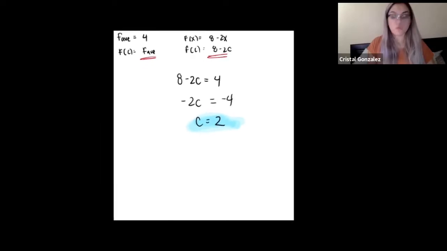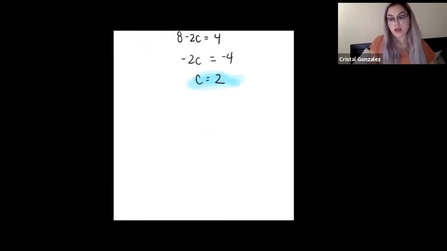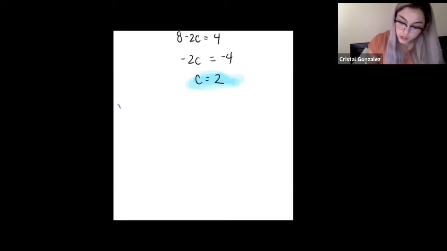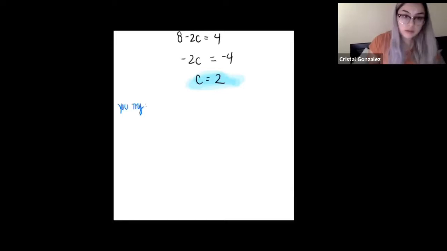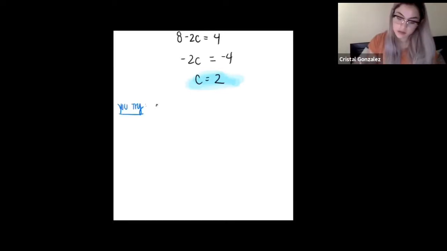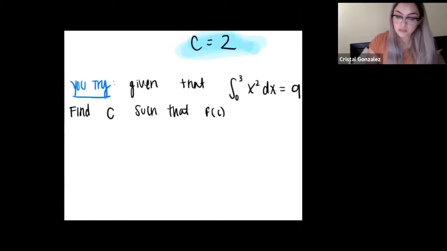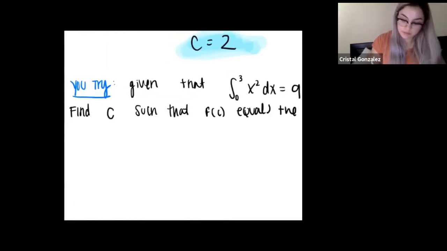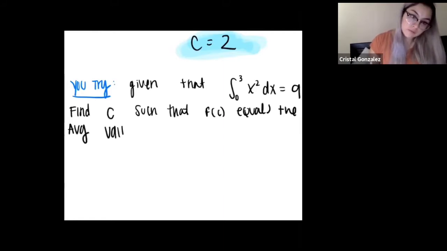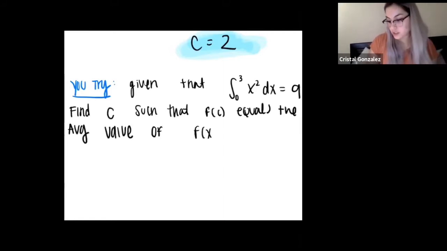And now what I want you to do is try one, and I'll give you the answer, but I won't go over it, but you should try it on your own just to get some practice. So try doing this: given that the integral from 0 to 3 of x squared dx is equal to 9, you want to find c such that f of c equals the average value of f of x, which is equal to x squared, on 0 to 3.